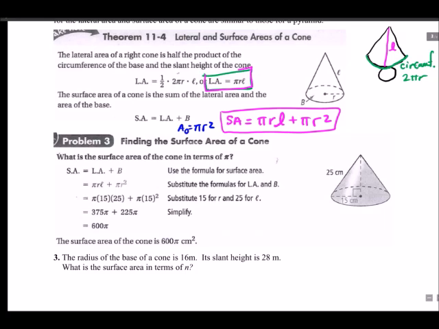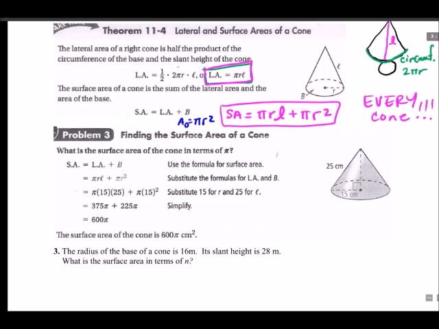These two formulas are for every cone. Just like with cylinders, this is why circles are special. They have one formula and one formula only. So lateral area and surface area, these are the only formulas you need.